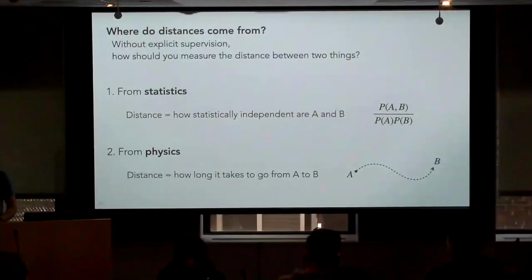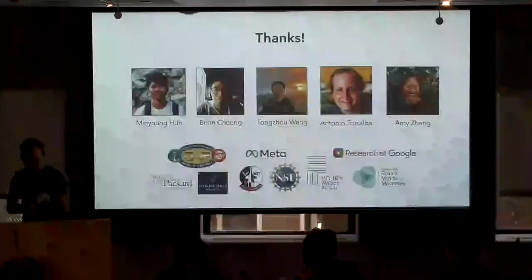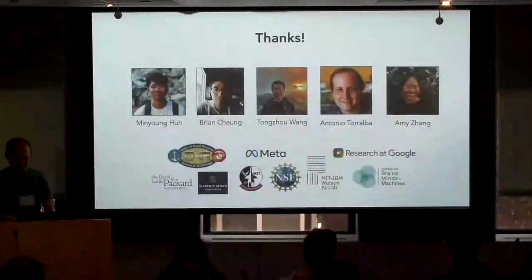So where do distances come from? Here's 2 ideas. Each one can be fleshed out in a lot more detail. I think there are huge fields around both of these ideas. One is distances can be derived from empirical data, just observing how things co-occur and how things are statistically related. Maybe there's a causal version of this too, but this is just about statistics, not causality. And the other is from physics. I will end there and happy to take questions. Thank you.